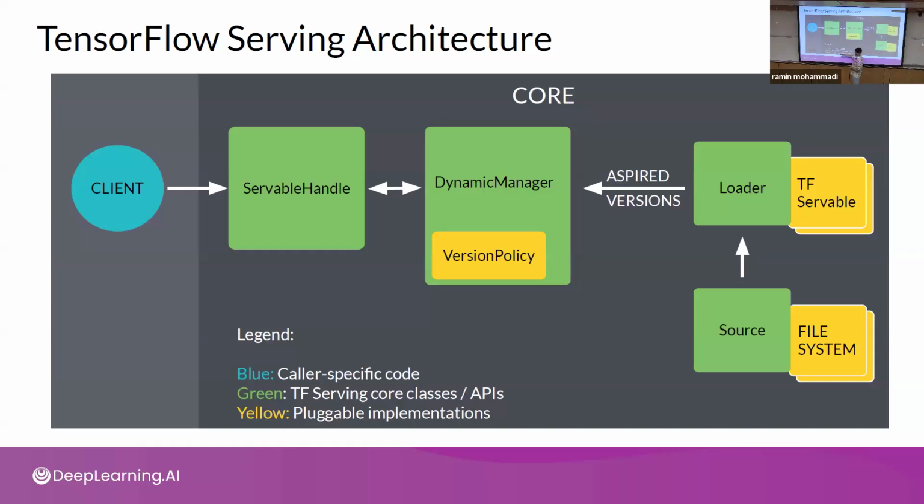There are basically three specific color codings. The blue is for the client, like when the request comes. Anything green comes from the serving perspective. Anything yellow is kind of like a pluggable implementation. So here you have TF servable, and TF servable could be your TensorFlow models basically. And here you have some file systems. So TensorFlow Serving basically has a loader, has some sort of source, and it has a dynamic manager and servable handler.